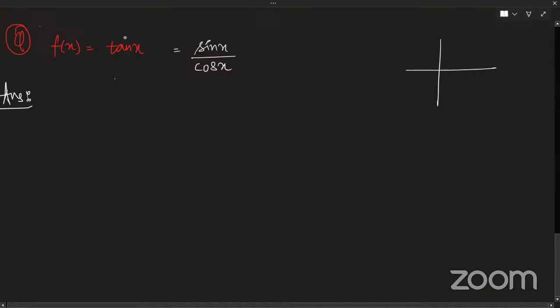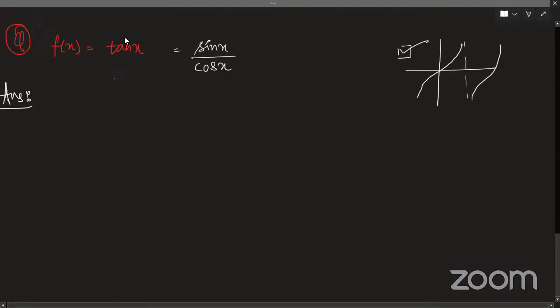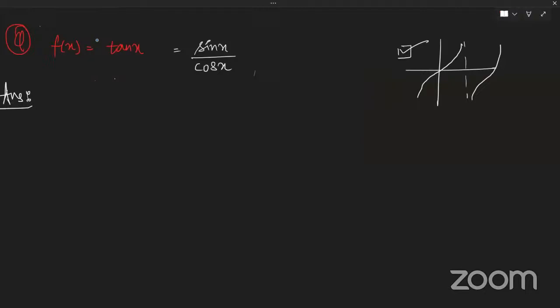It looks something like this, right? And then it starts again from the bottom, something like this. Yes, graphically, you are absolutely correct. Can you go a bit into the theory also? Just see sin x divided by cos x as a theory.